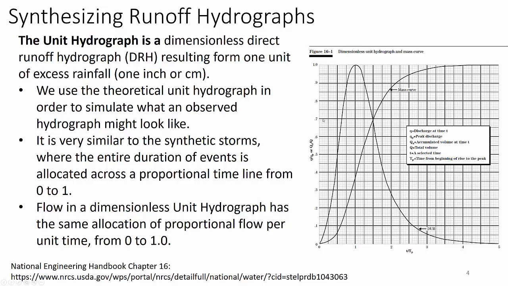So flow here 0.7 is 70% of peak flow. That's all this means, 70% of peak flow. So you take the flow of your hydrograph over a synthetic hydrograph of Q over QP. And the time is all proportional to time of peak. Time of peak is set to 1. Flow in a dimensionless hydrograph has the same allocation of proportional flow per unit time, 0 to 1.